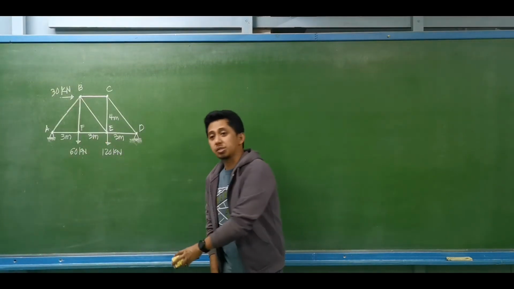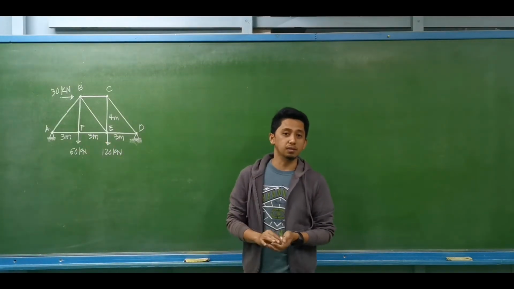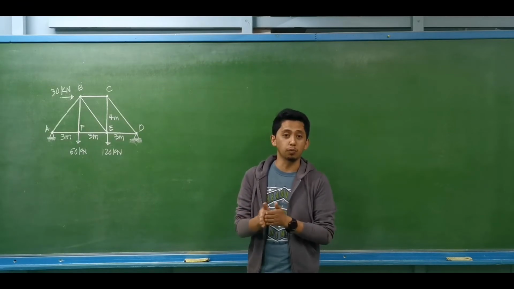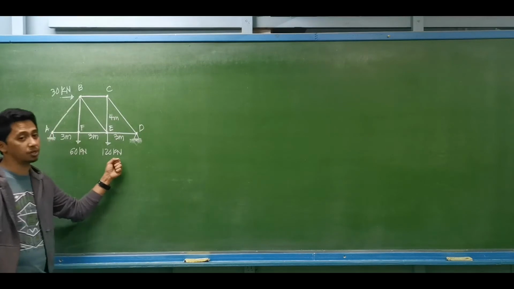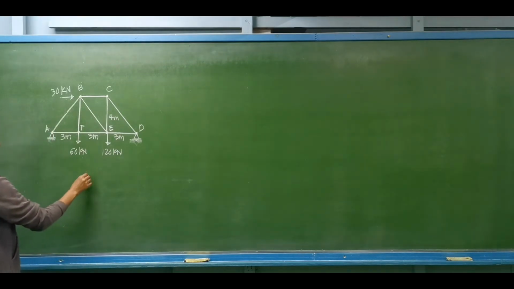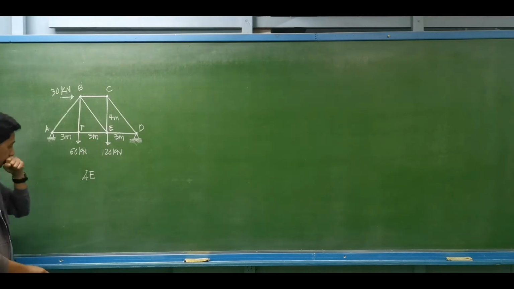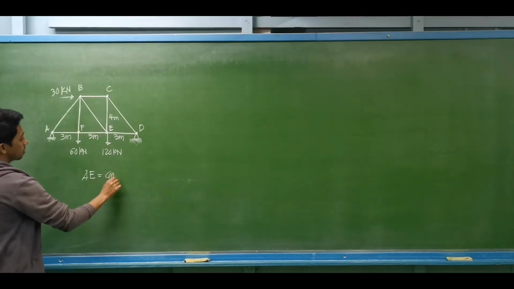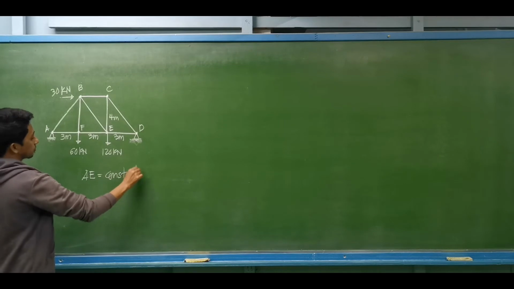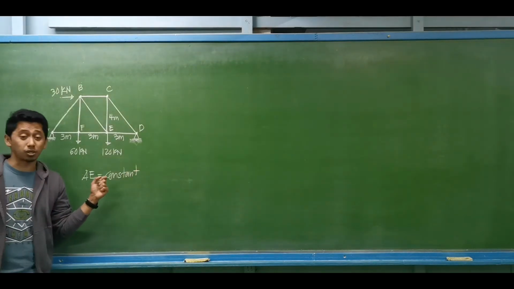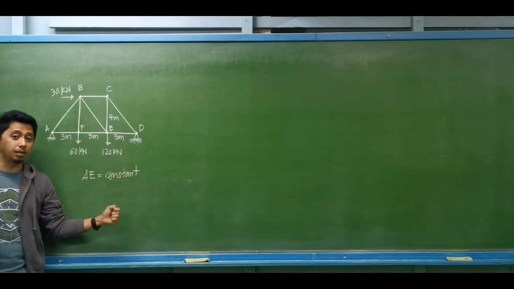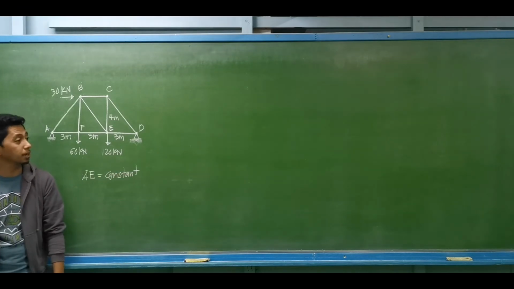Today we are going to discuss the analysis of indeterminate trusses using the virtual work method. For example, we have this truss as shown, and let us assume that the cross-sectional area of each bar and the modulus of elasticity are constant. So how do we start the analysis of indeterminate trusses using the virtual work method?